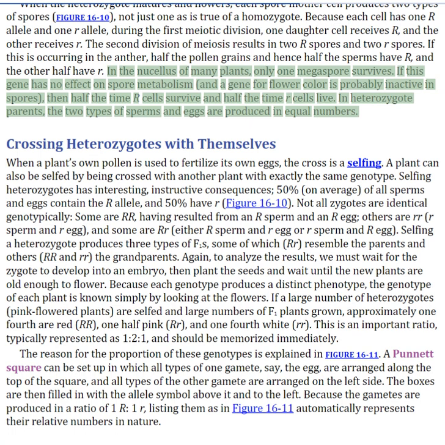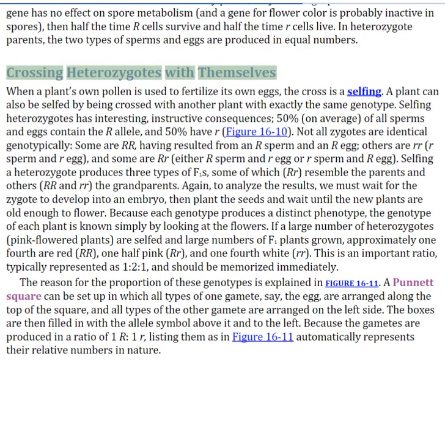If this gene has no effect on spore metabolism, then half the time R cells survive and half the time r cells live. In heterozygote parents, the two types of sperms and eggs are produced in equal numbers. Consider crossing heterozygotes with themselves.